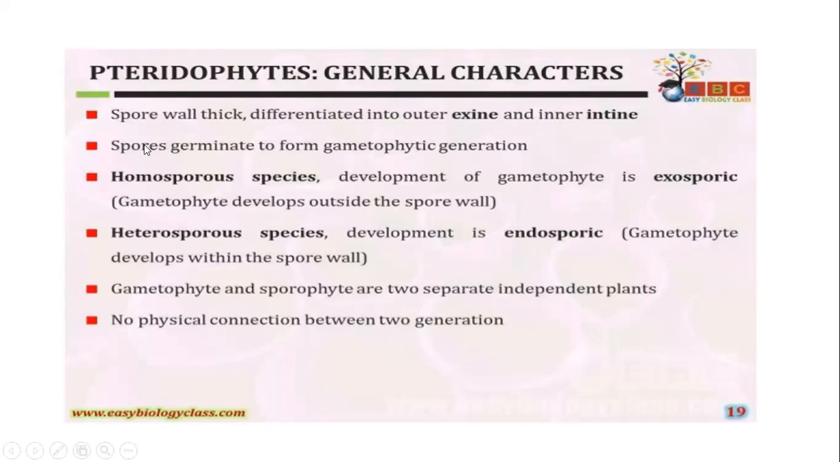So what is this spore? The spore is liberated and falls on the substratum, and this spore will develop into the next generation, which is called the gametophyte. Another important point here is that in pteridophytes the gametophyte and the sporophyte are totally separate from each other, and both are independent. Whereas in bryophytes we studied that the sporophyte is attached to the gametophyte and is dependent; but in pteridophytes these two generations, the sporophyte generation and the gametophyte generation, are quite different from one another and are independent of one another.